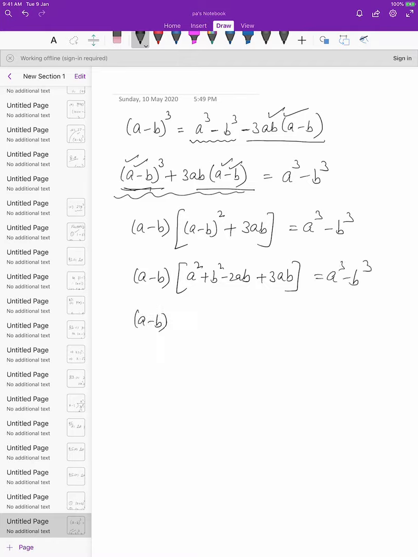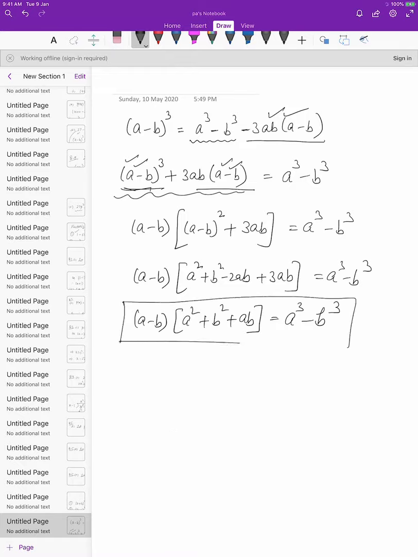So we are left with what? a square plus b square plus ab is equal to a cube minus b cube. So this is the identity for a cube minus b cube when we want to do factorization, and this formula we use when we want to do some kind of calculations.